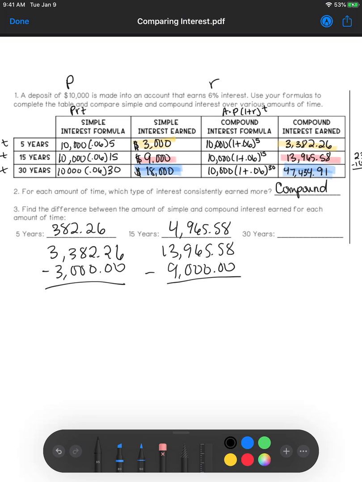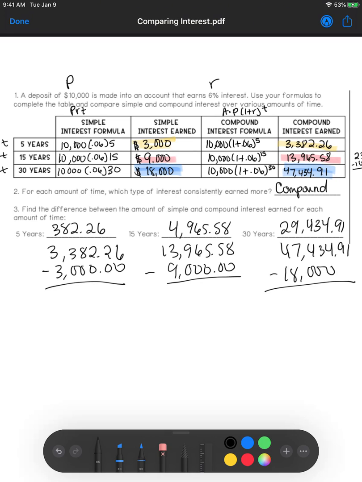Then my 30 years, I get 47,434.91 minus my $18,000 for my simple. And I get 29,434.91. Okay? So we're just comparing numbers.